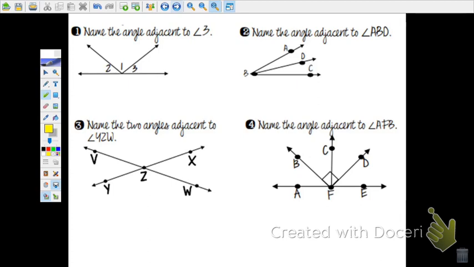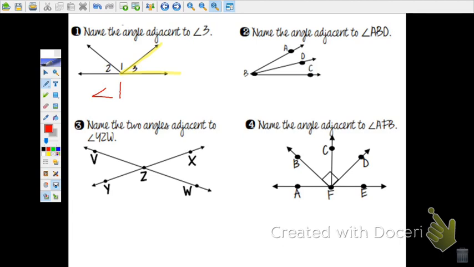So number one says to name the angle adjacent to angle 3. So angle 3 is this yellow angle. What angle is adjacent to angle 3? Angle 2. Angle 1 has to be touching angle 3. Okay, it shares one side. So angle 1 and angle 3 are adjacent. They're right next to each other.